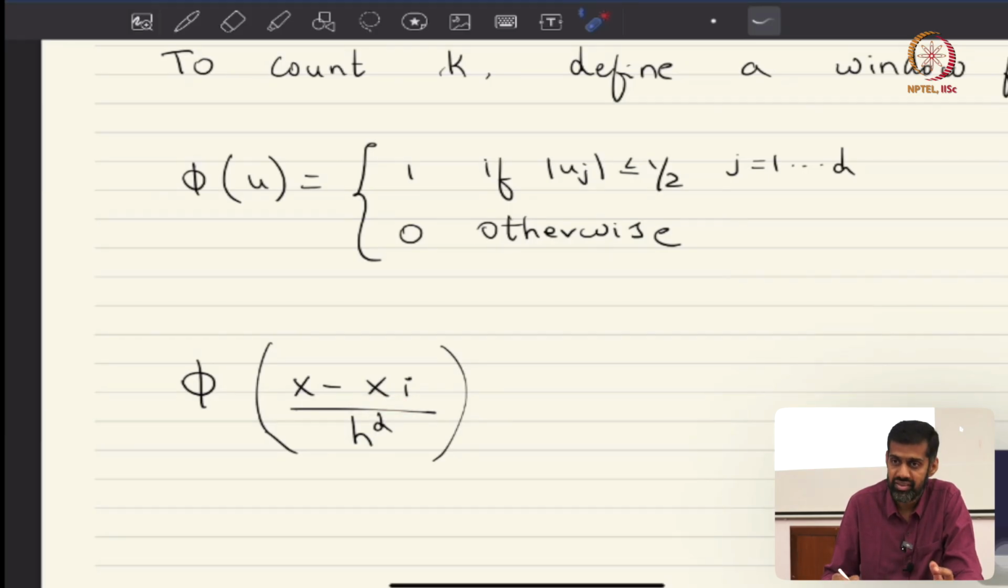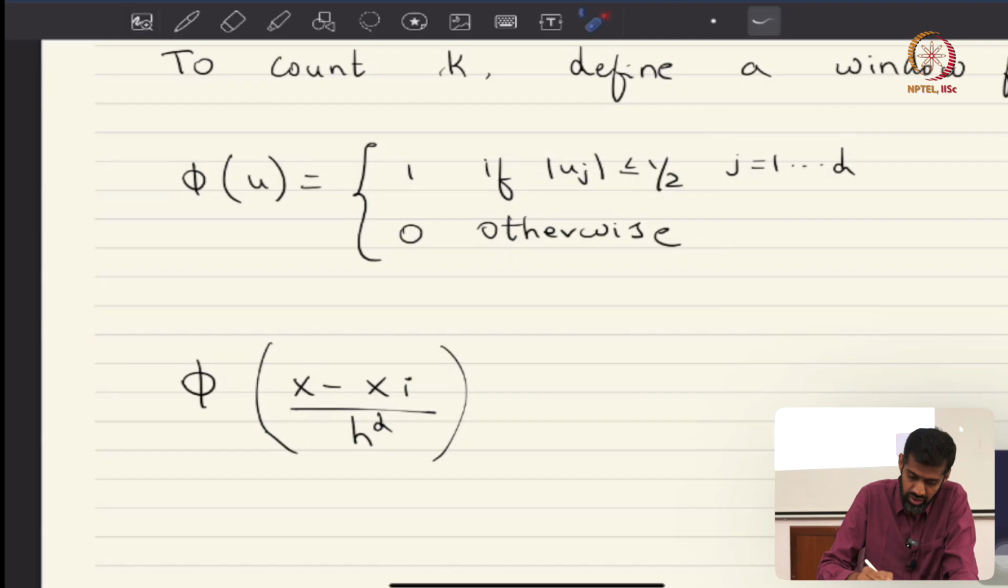Do you see this? This phi of u is an indicator that would tell whether a point is within the unit hypercube that is centered around the origin. Now in this one I am shifting the origin to xi and I am scaling the hypercube by h power d. So if you consider a hypercube of volume h power d around xi, this phi function will tell me whether a given point x is within this hypercube that is centered around xi. Does it make sense, right?